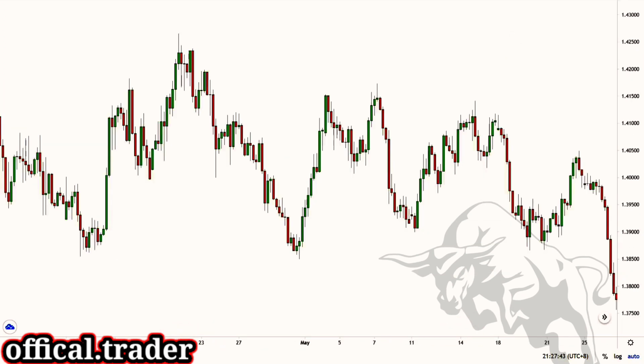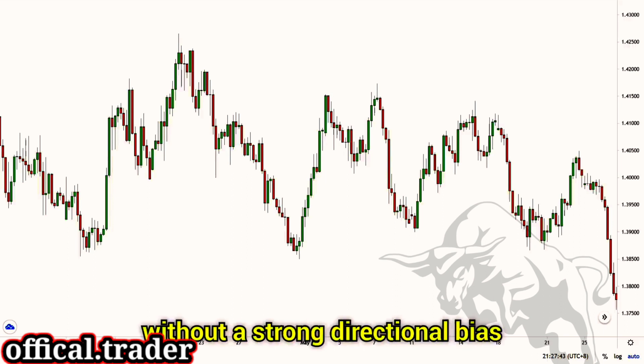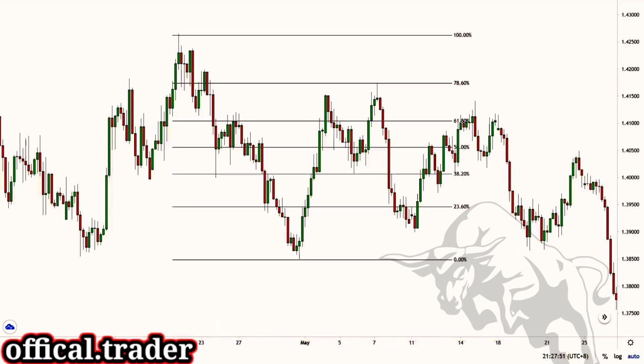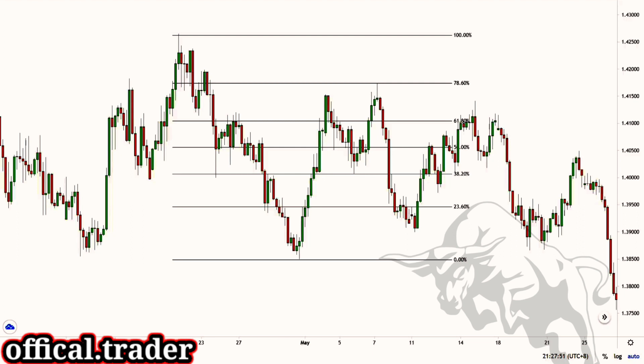The 78.6% level tends to work best when we have a market without a strong directional bias. For example, if neither buyers or sellers are currently in control of the market and we're seeing a lot of sideways price movement, this would be a good time to enter off the 78.6% level.